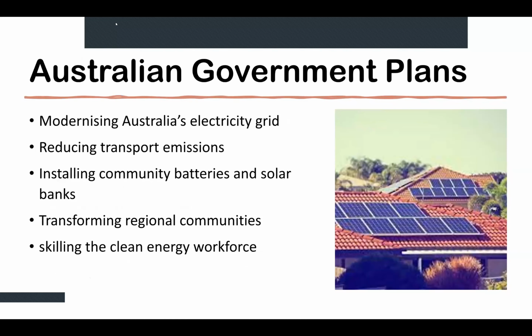Now, the Australian government has plans as well, and their plans cover modernising Australia's electricity grid, reducing transport emissions, installing... By the way, transport emissions in India are about to be dramatically reduced because electrification of 2- and 3-wheeler vehicles is on the fast track in India, faster than anywhere in the world.